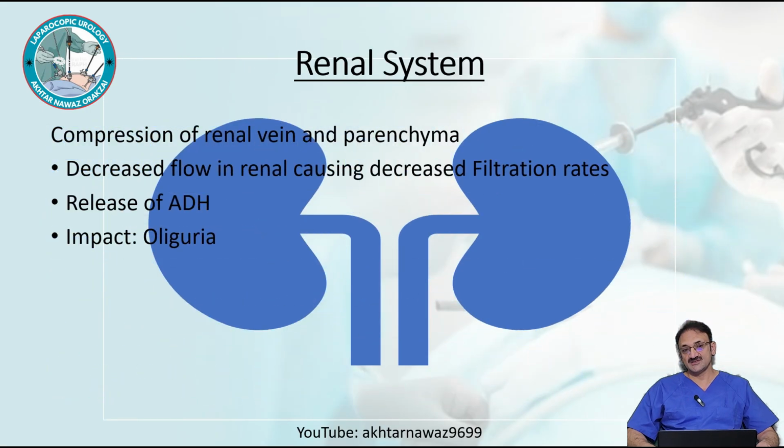Now we come to the renal system. The renal vein is compressed as well. The parenchyma and the renal vein get compressed, and that leads to decreased flow in the kidney, which is going to cause decreased filtration rates. So there is going to be oliguria, and there is release of antidiuretic hormone. As I said, it can increase up to 500% as compared to the normal condition. That leads to oliguria, decreased urine output.